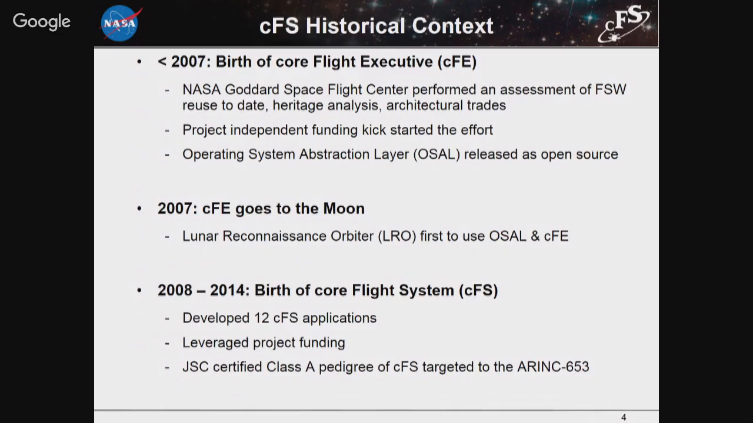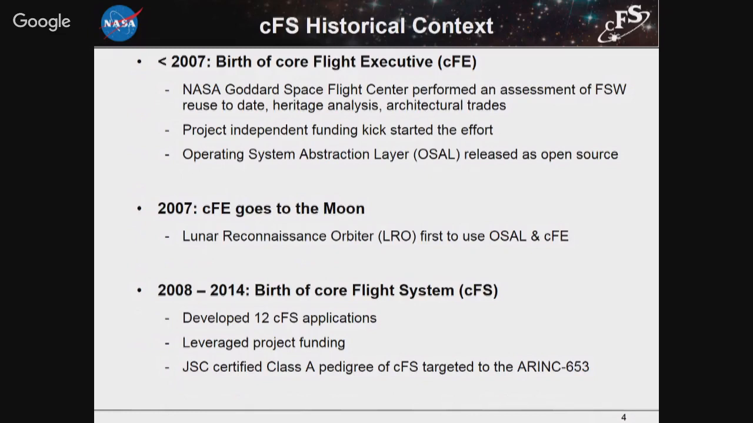So it really did start before 2007, at NASA Goddard. We actually stepped back and did an analysis of our flight projects and flight software, and that's where we got some project independent money and were able to come up with a product line approach. But that was in-house. Then in 2007, Lunar Reconnaissance Orbiter, which is still orbiting the moon, used the Operating System Abstraction Layer and the core Flight Executive. And basically, this was really the birth of the core Flight System, and that's everything together.